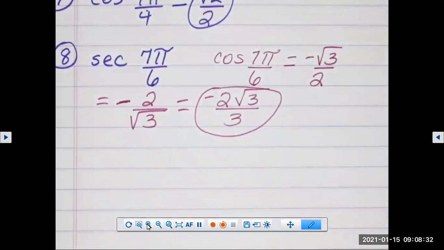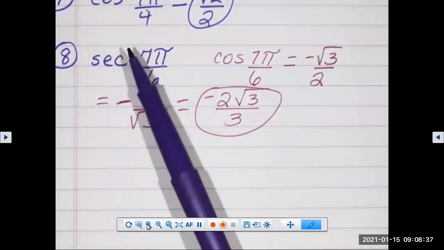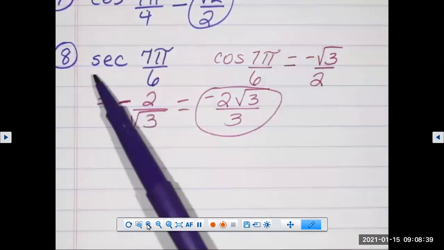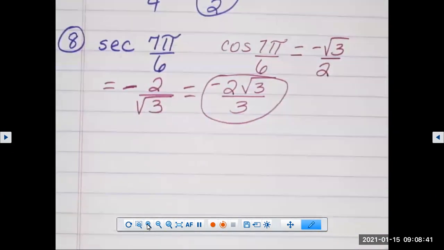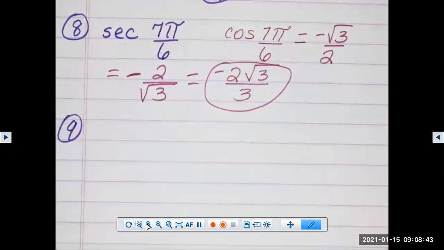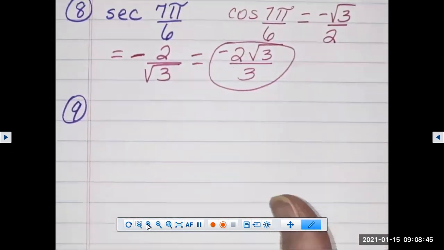That's why I wanted you to get some more practice with 4.2, because a lot of your problems are just like this, like what's the cosine of 7 pi over 4, what's secant of 7 pi over 6, and it's just getting you familiar with using your unit circle information.